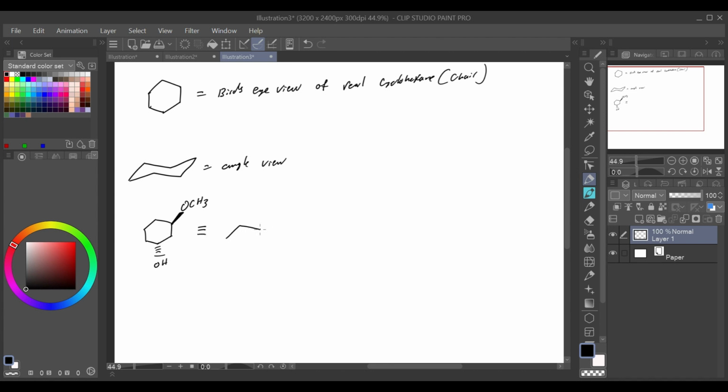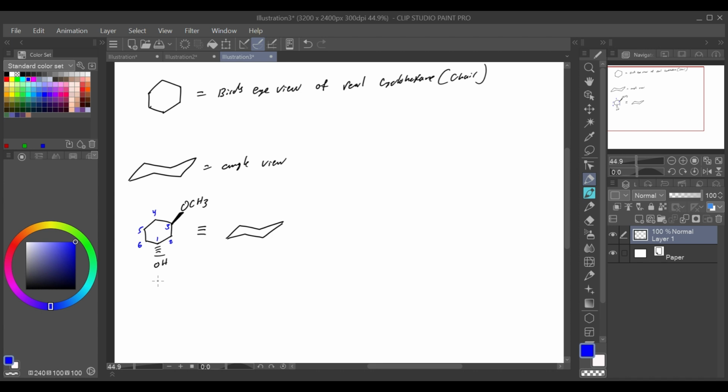If you don't know how to number this molecule, you need to go back and do your goddamn homework. Make sure you study your IUPAC nomenclature so you know how to number the molecule. 1, 2, 3, 4, 5. The alcohol OH has the highest priority.